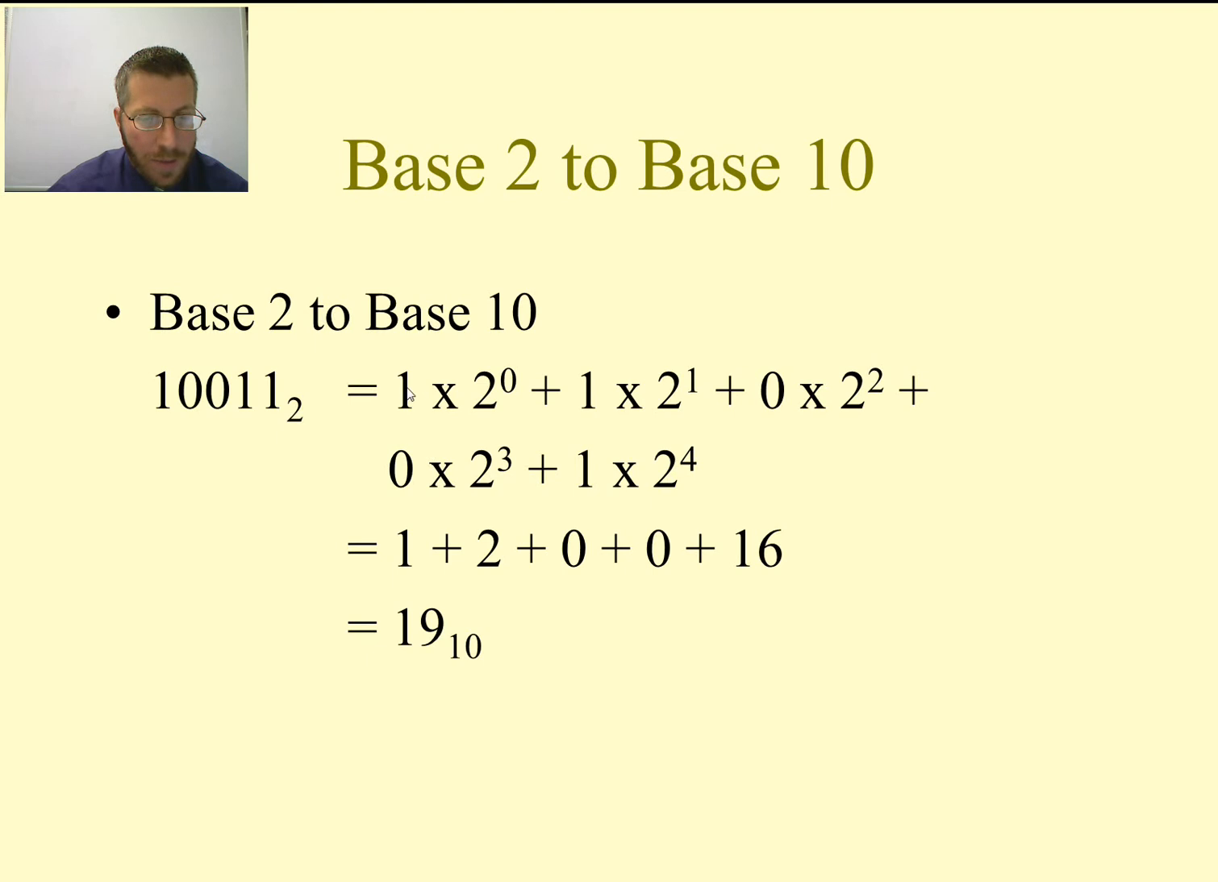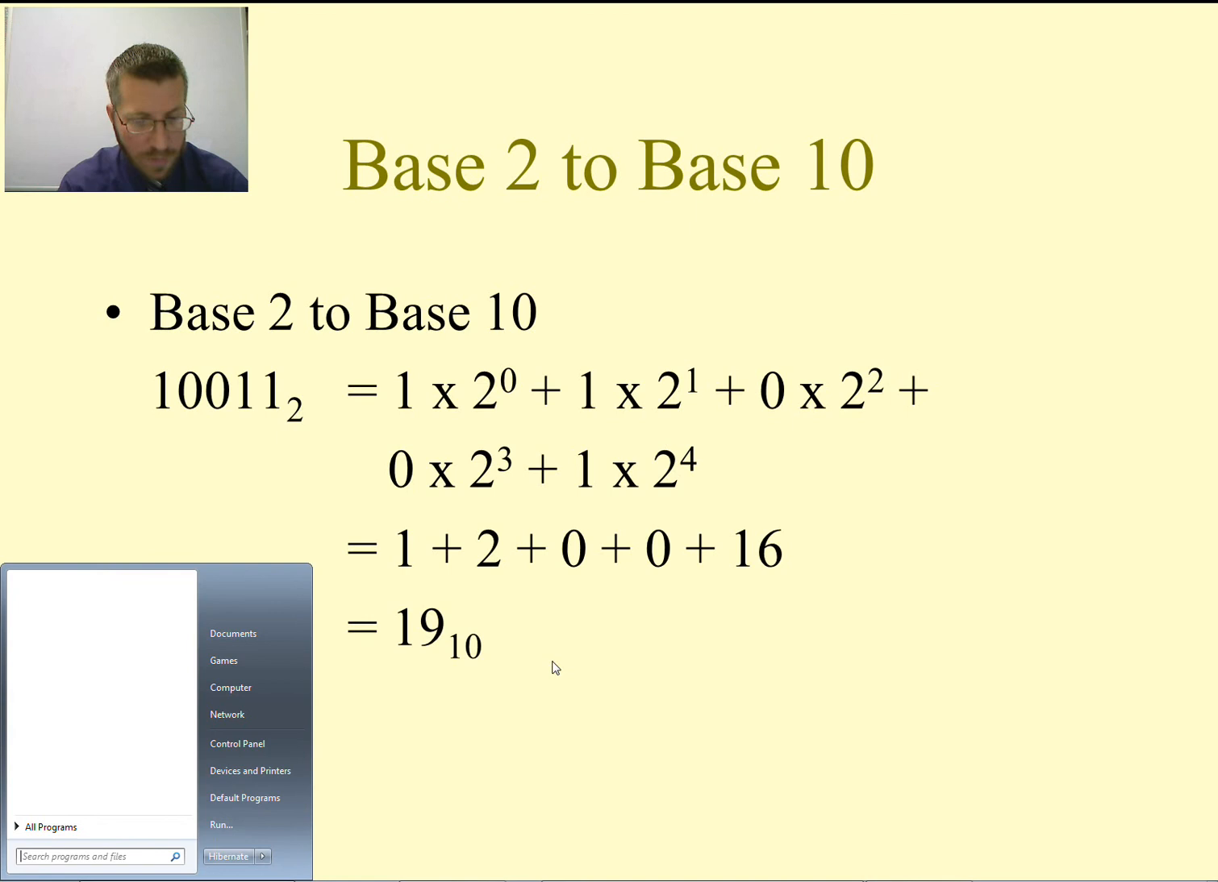So what that's going to give me is a 1 times 2 to the 0 gives me a 1, 1 times 2 to the 1 gives me a 2, 0 times 2 to the 2 gives me a 0, 0 times 2 to the 3 gives me a 0, and 1 times 2 to the 4 gives me a 16. We add all of those up, we get 16, 17, 18, 19, and that becomes my base 10 number from 10011.